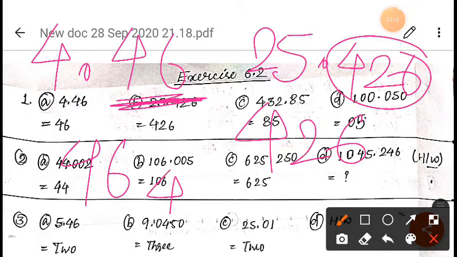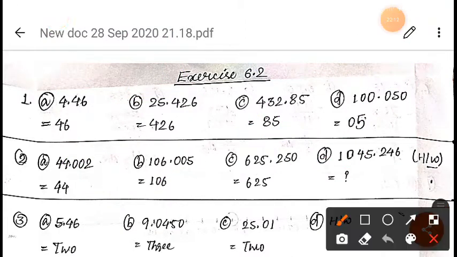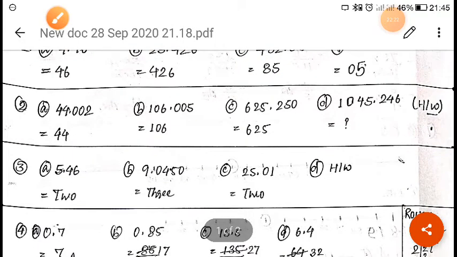In the third question it is written, as you can see, 432.85. So which one will be the decimal part? This is the decimal part, so you will write it in here. It is very easy, right? Now the next question is question number 2.